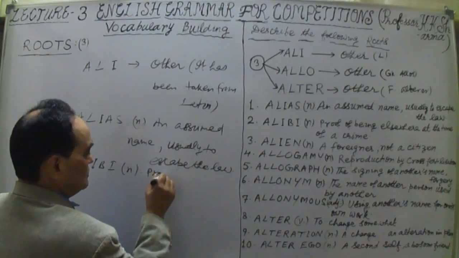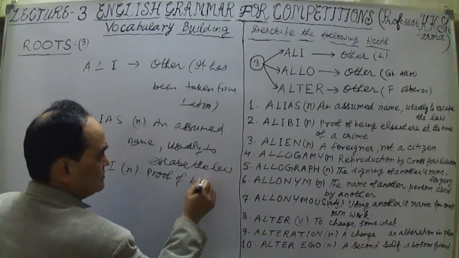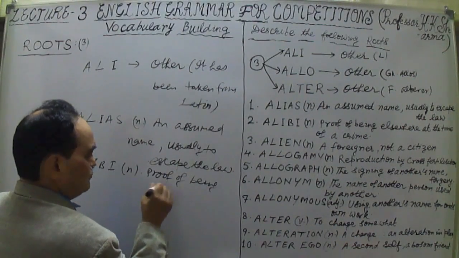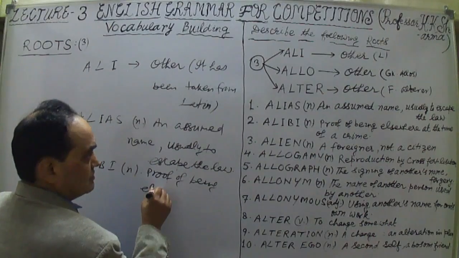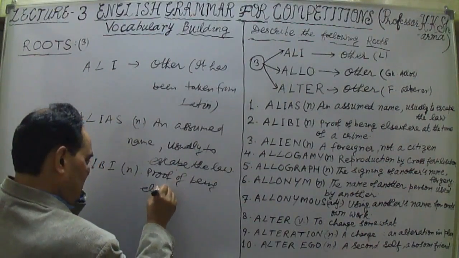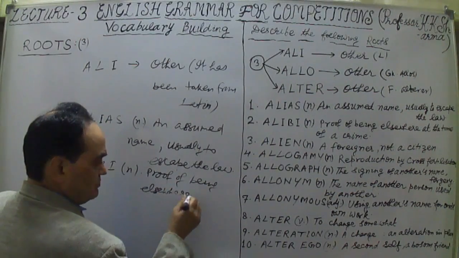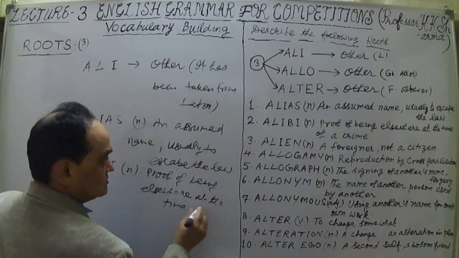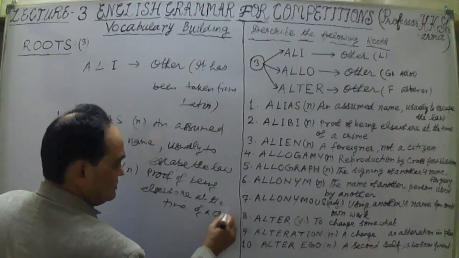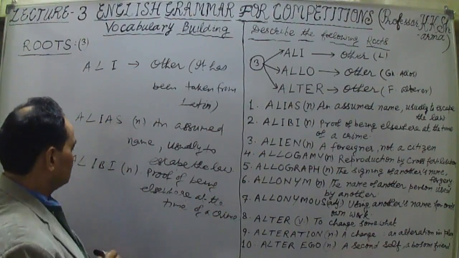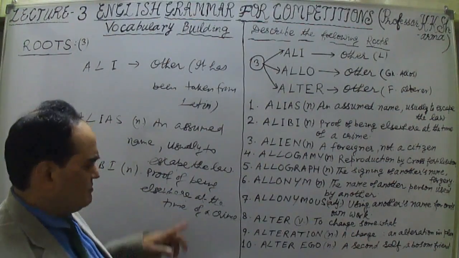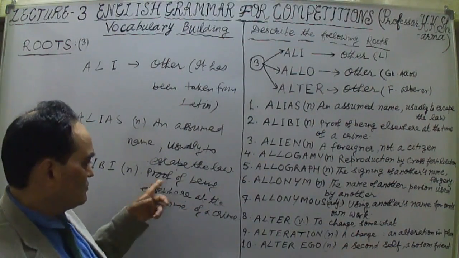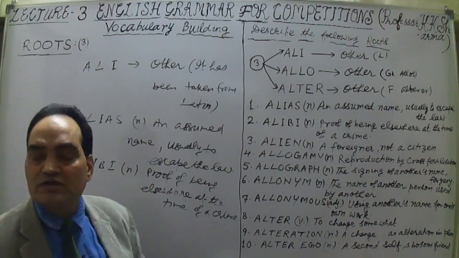So, proof of being elsewhere. Proof of being elsewhere at the time of a crime. When a crime has occurred, the person was not present. Alibi means a crime is done by another person, but perhaps in another person's name. The proof of being elsewhere at the time of a crime.